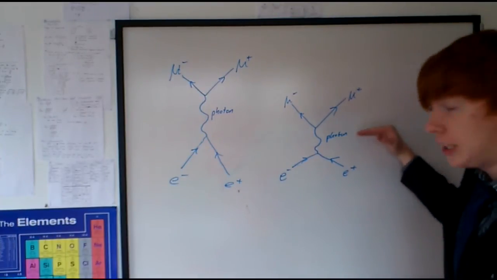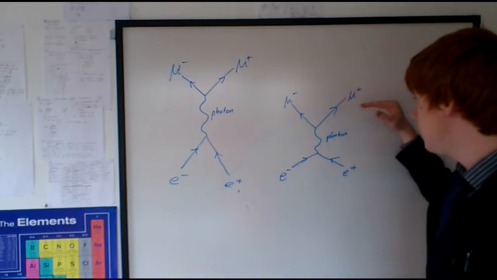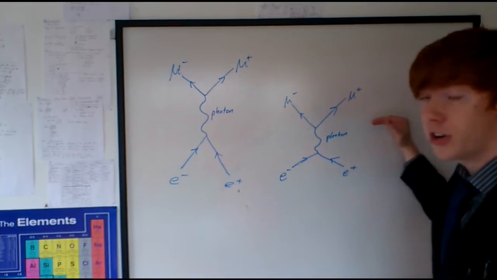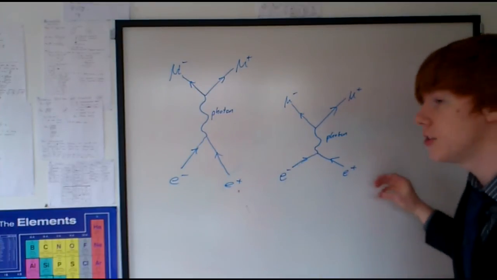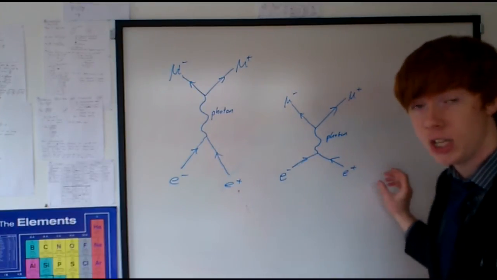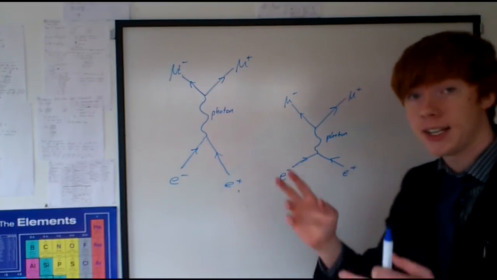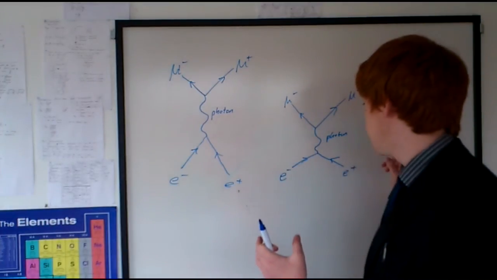And up here, the gradient is steeper, showing that they are travelling the same distance over a greater period of time. Because these particles afterwards don't have as much kinetic energy as the initial electron and positron, because some of that kinetic energy has been converted into mass.